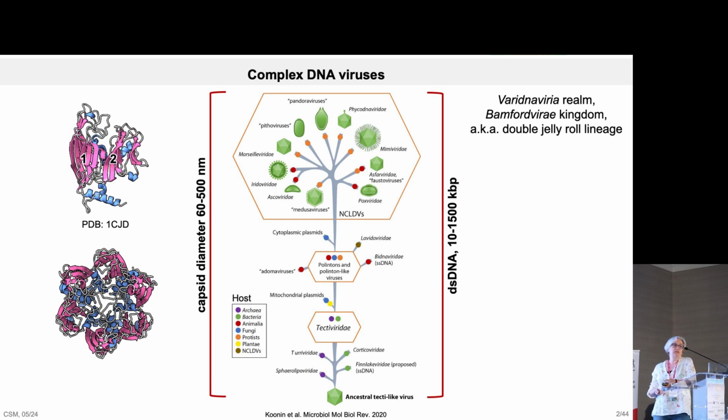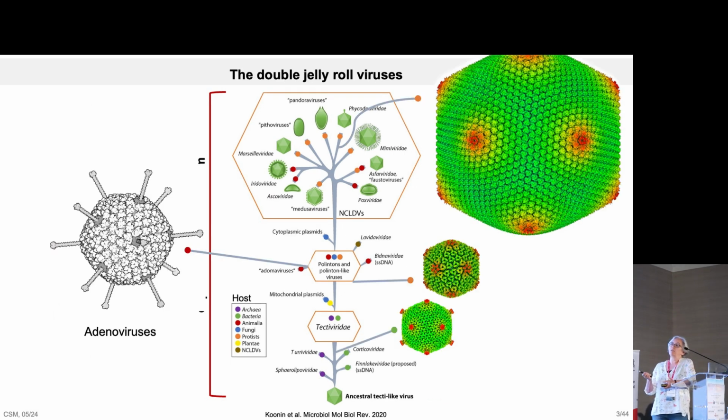Why are they called double jelly roll viruses? Because this is how the major coat protein of these viruses folds. It has a double beta barrel, and these two beta barrels are located perpendicular to the capsid surface. So these proteins make trimers, but because they have these two jelly rolls, they have a pseudo-hexagonal shape. And this shape allows these proteins to fill the six-fold coordinated positions in the icosahedral capsids.